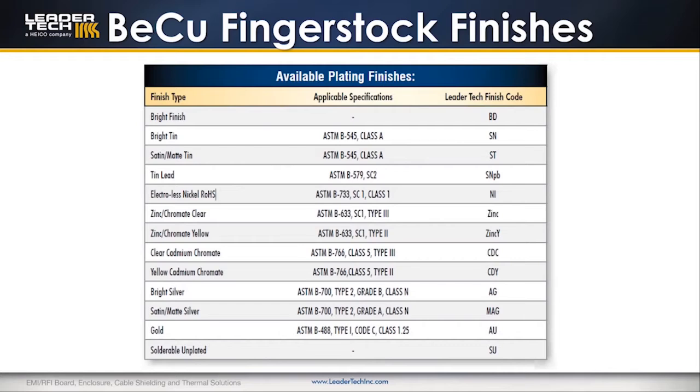The list you see here is our standard plating options and their finish code for our part numbering system. The plating provides corrosion resistance for the fingerstock and, depending on your application, allows the beryllium copper fingerstock to mate with the other metal surfaces in your application. Our standard option is an unplated bright finish. You can see the letter code BD.